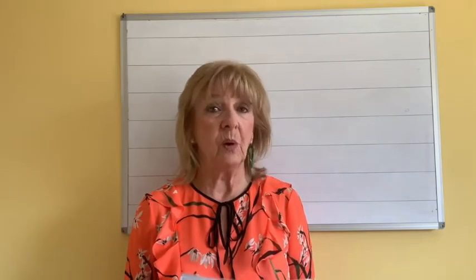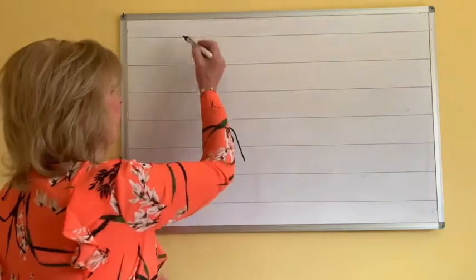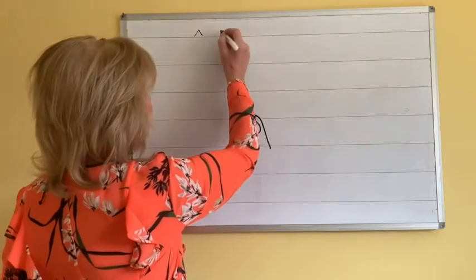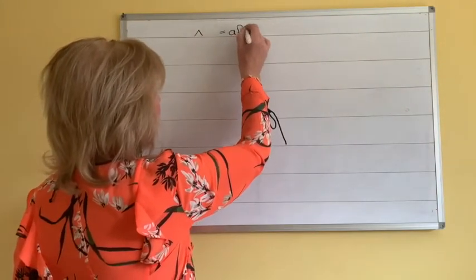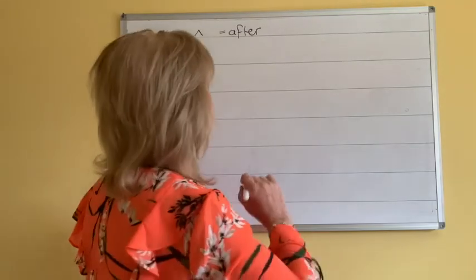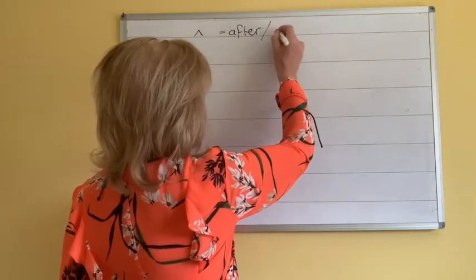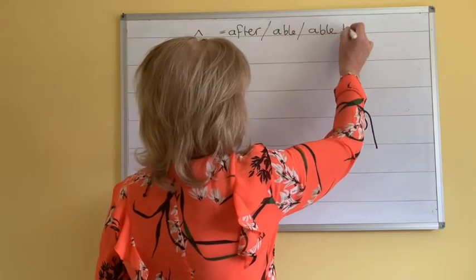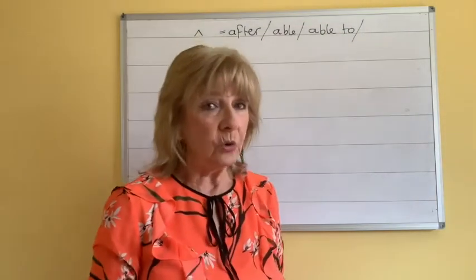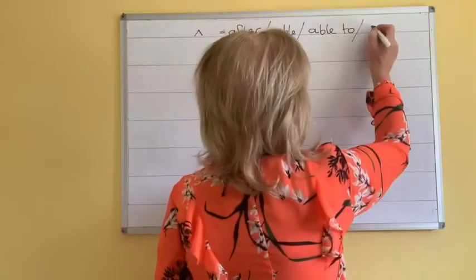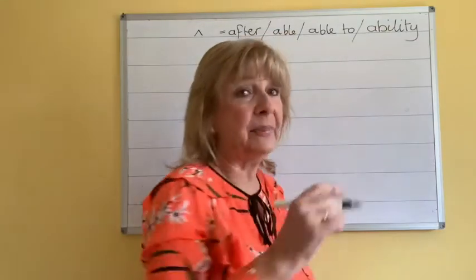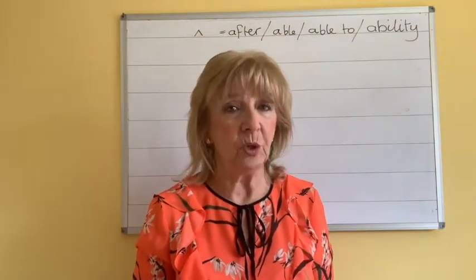They're not completely new to you, because if you take yourself back to week one, when we did the alphabet, we looked at a full A, and we learned that the full A says lots of things. It says after, and we looked at that last week in the word beginnings. It says able. It says able to. And it also says ability. Now, the reason we've added ability on is because it's a very common word ending.